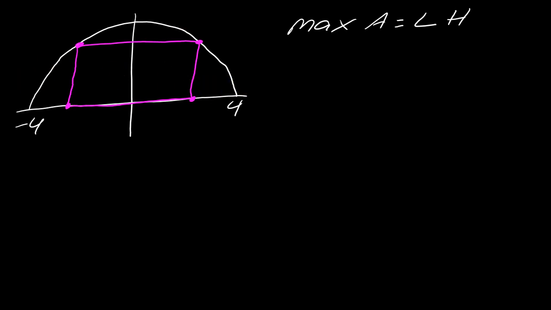So if I think about, say, this point right here, this is the point x comma y. So my length is described by, if this is x right here, so this is x from here to here, the entire length is 2x. So I'll note that my length is equal to 2x. And then my height is described by this y coordinate on the semicircle.